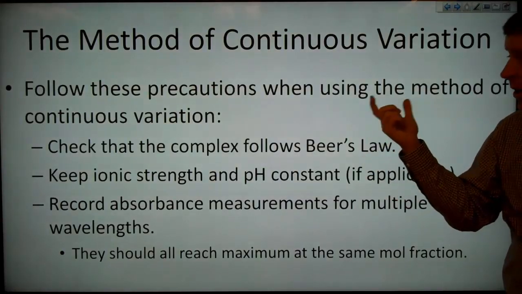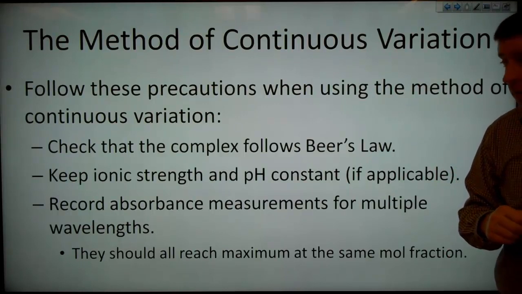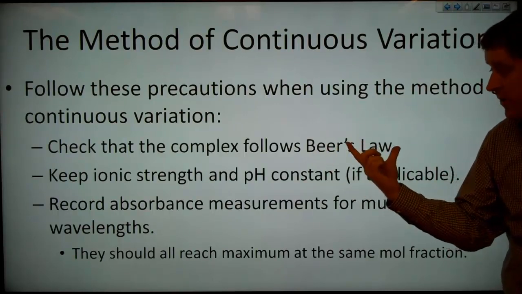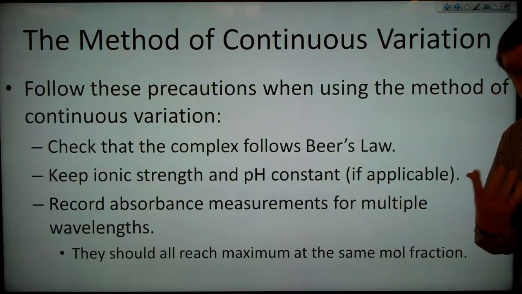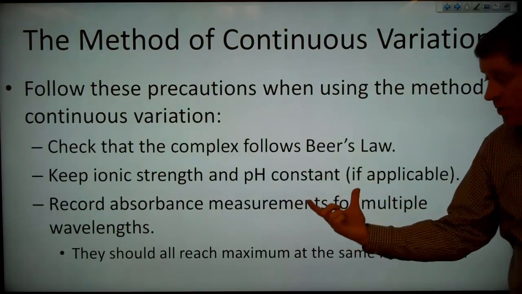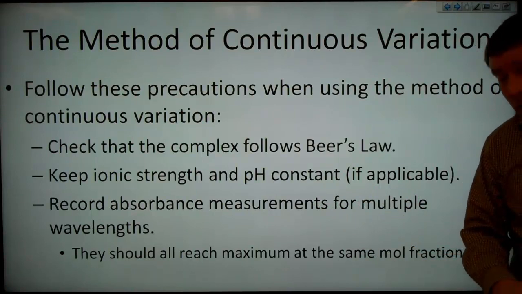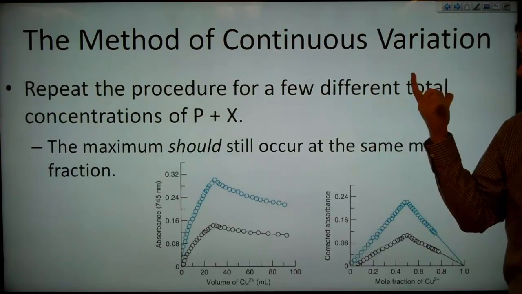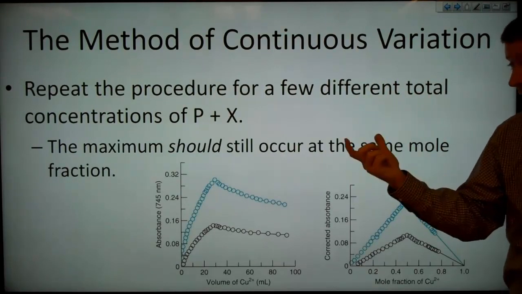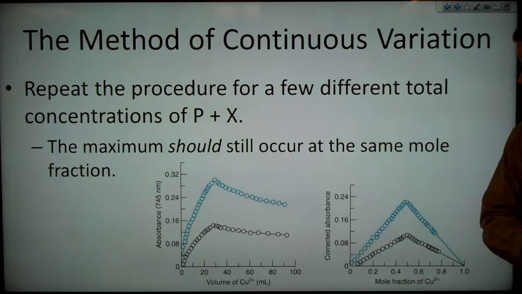So you should follow these precautions when using the method of continuous variation. You should check that the complex follows Beer's law. You should keep ionic strength and pH constant if those are applicable. You should record absorbance measurements for multiple wavelengths. They should all reach the maximum at the same mole fraction. You should repeat the procedure for a few different total concentrations of P plus X. The maximum should still occur at the same mole fraction, as they do here.